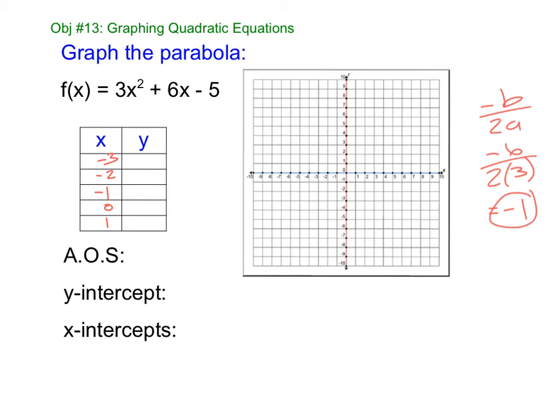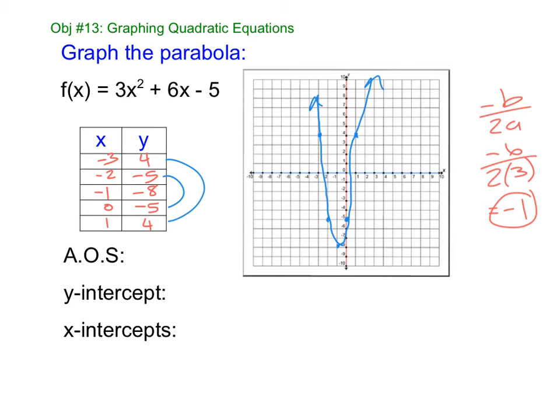All right, so I plugged in and I got 4, -5, -8, -5, and 4. And again, notice that symmetry. I'm in good shape. I did this right because those are the same. All right, so we got -3, 4, -2, -5, jumping down, -1, -8, 0, -5, 1, 4. Okay, so now let's see. Okay, that was a really ugly parabola, but whatever.